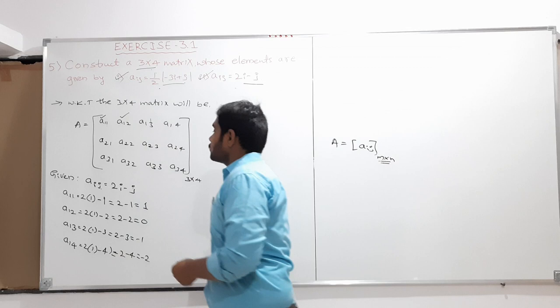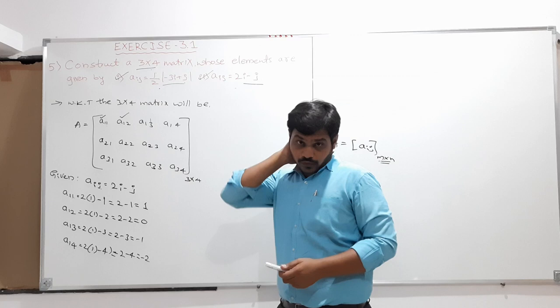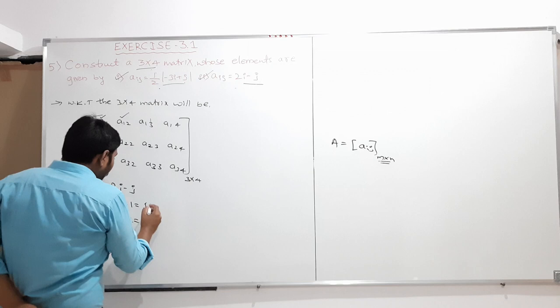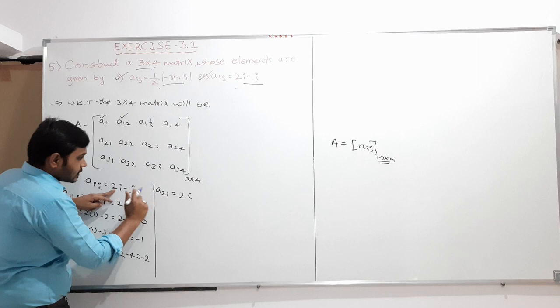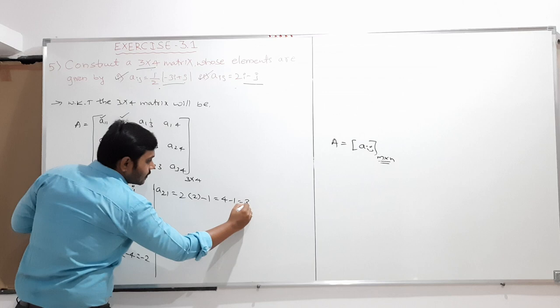And next we should find the values of A21, A22, A23, A24. So again, similarly, find out these values. So here it is A21. A21 is 2 into I value, which is 2, minus J value, which is 1. So 2 2's are 4 minus 1 is equal to 3.